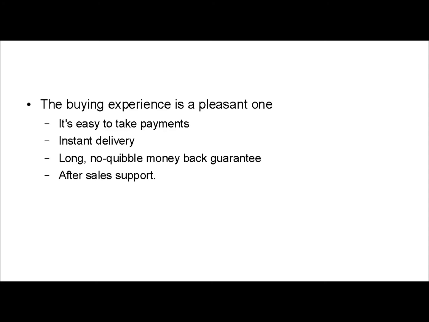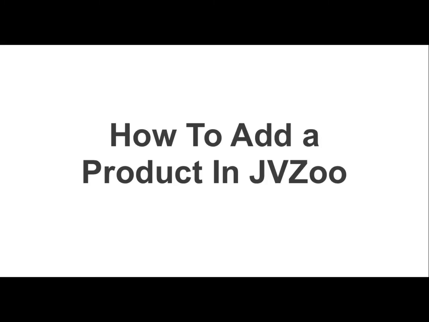So there you go. These are the common characteristics of best-selling digital products. If you make sure that your product has them, then you can't go wrong. In this video, I'm going to talk you through how you can add a product in JVZoo.